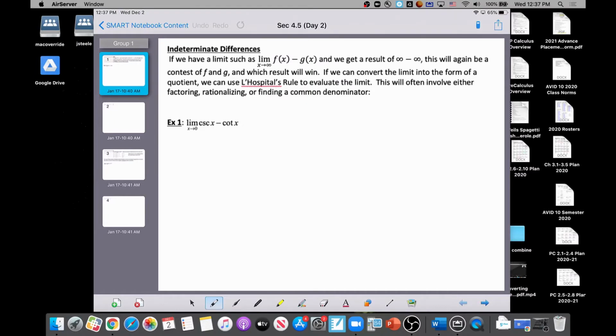Hello math friends, this is section 4.5 day 2 notes for AP Calculus. Today we are still talking about indeterminate forms, and specifically today we are going to start with indeterminate differences.